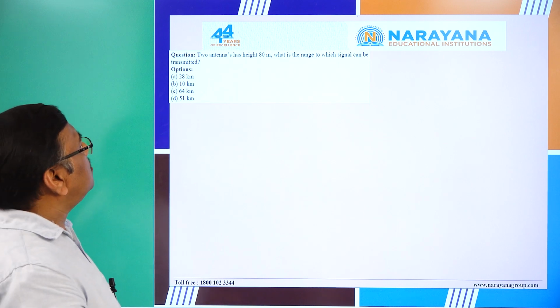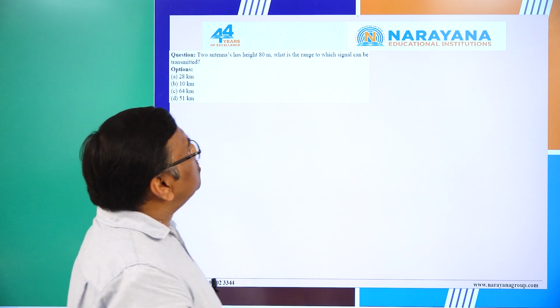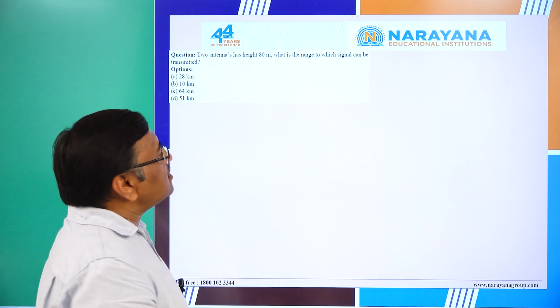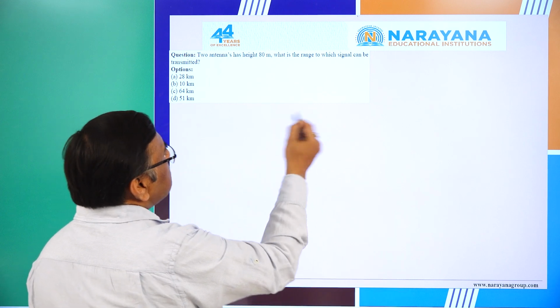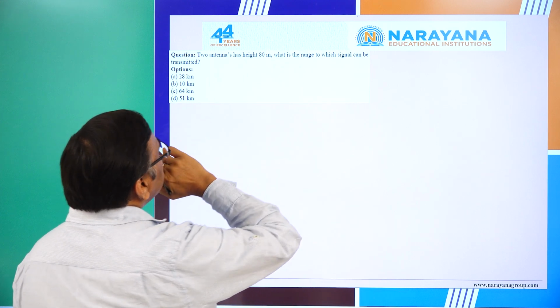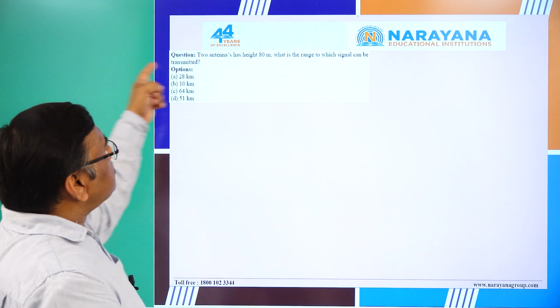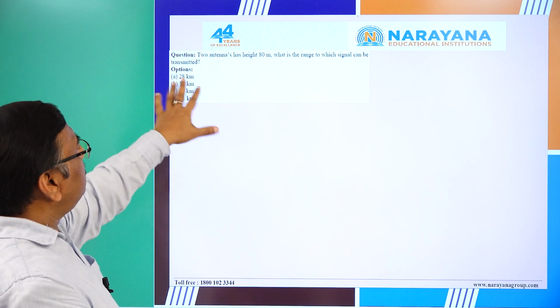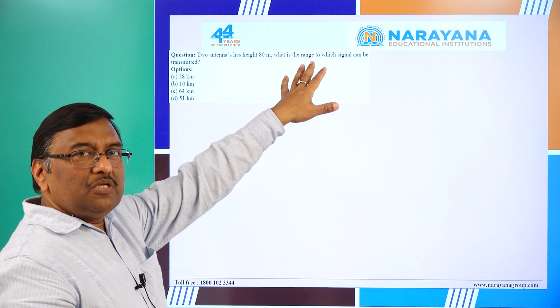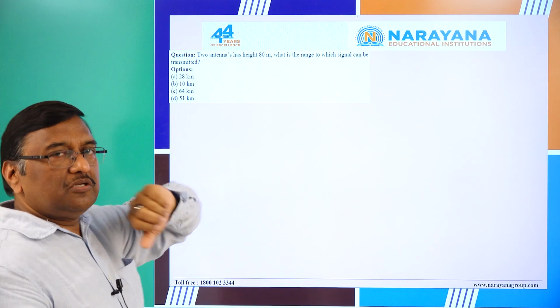Here what he is saying: two antennas have height 80 meter, what is the range to which signals can be transmitted? Simple. How you are writing? Let us see. Again, he is not mentioning it, but I think it should be line of sight propagation. If it is line of sight propagation, it does depend on the height. So, no problem. In the original paper, they must be writing it there. Okay, it is a line of sight communication system.